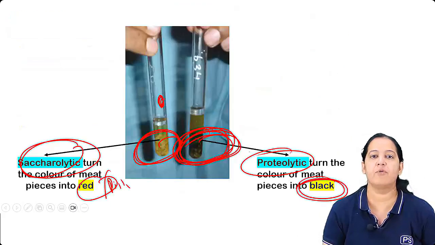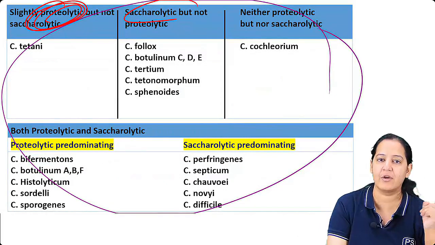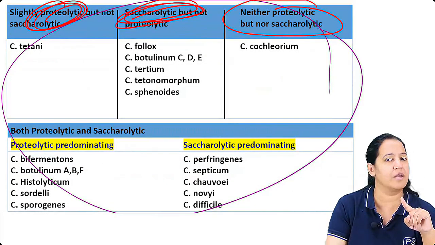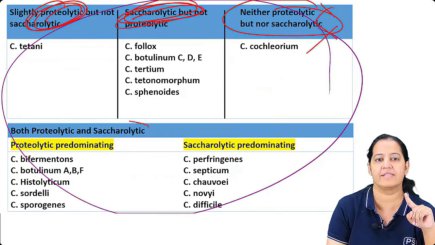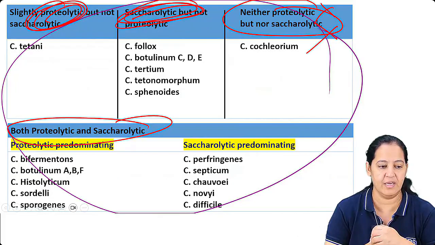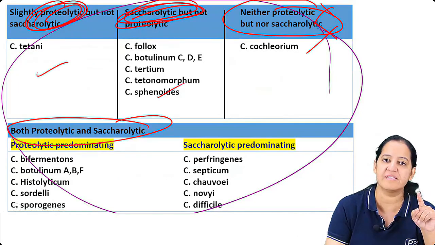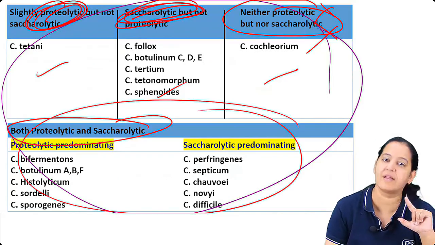Ma'am, there are four types of Clostridium. Some are proteolytic but not saccharolytic. Some are saccharolytic but not proteolytic. Some are neither proteolytic nor saccharolytic, and some are both. So you have to learn this classification. You will say, ma'am, how do we learn this classification? It's looking very difficult. Don't worry. Learn the first, second, third category. Remaining all will fall in the last. You can do it like that.